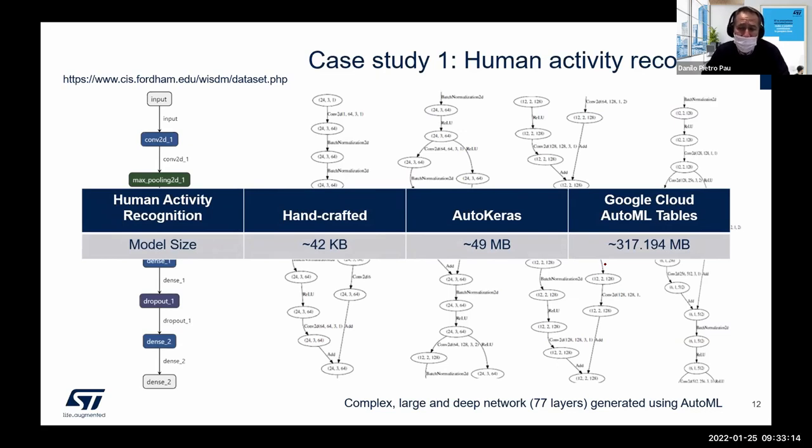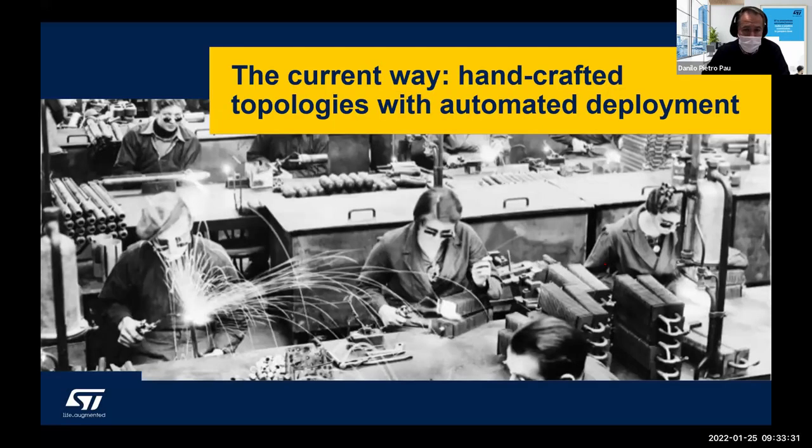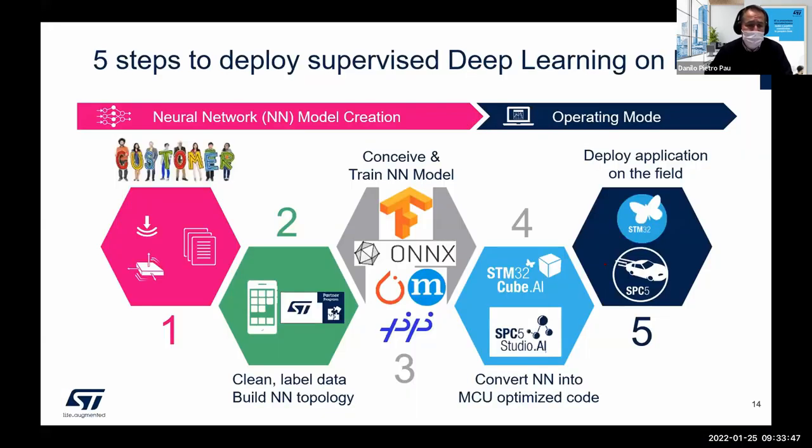But when I use AutoKeras and AutoML, then incredibly, I can get an accurate solution at the cost of a quite huge model size. And this is not deployable, for sure. It's easy to understand. Therefore, this pushes me to rethink the current way to handle machine learning problems and craft topologies, okay? What I can automate is the deployment. So let me go through an example.